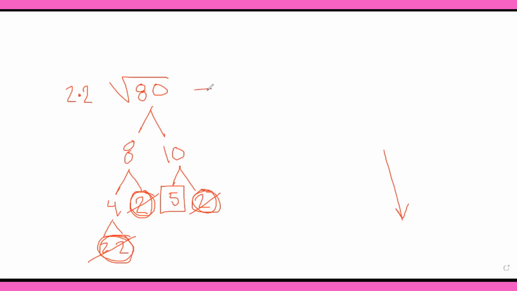So that would be 4 on the outside and a square root of 5 underneath. And that can't be reduced any further. So that would be our final answer for that one. So those are two ways and two different examples of just simplifying radicals.